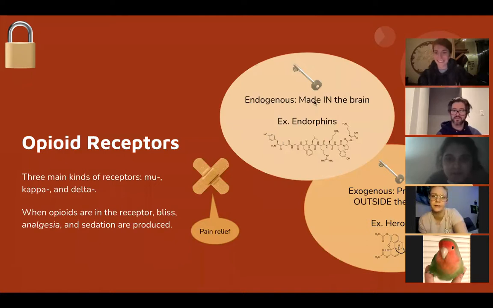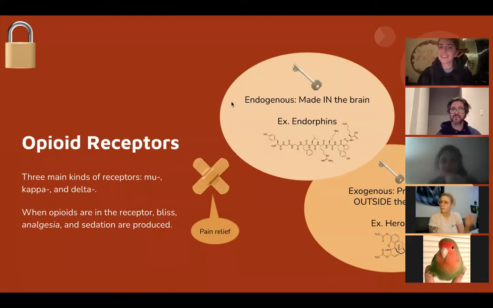Ibogaine? Yes, that's right. Ibogaine, exactly. Or iboga, the plant that it comes from. Whoever said, does nicotine increase GABA? That's a good question, I should know the answer to this. The answer is, I believe so.